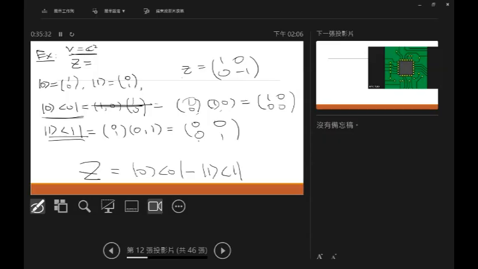These are just some common notations. If this is the first time that you see this, it will feel very, very difficult.